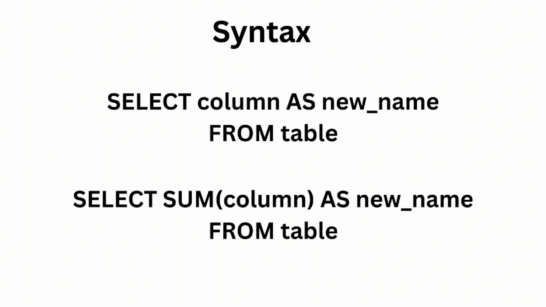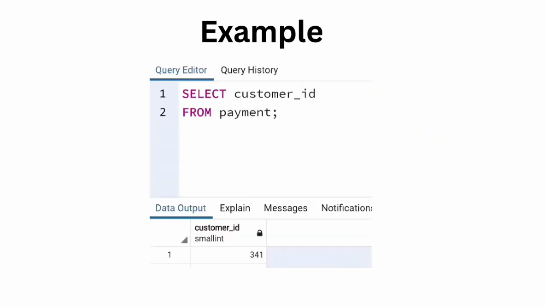This is actually quite simple. Instead of just selecting a column from a table, we say select column as, and then we decide on a new name to display in the data output. We can also use this on functions on a column. So we can say something like select sum of column and then have that, instead of displaying as sum of that column in the data output, instead have it display as new name.